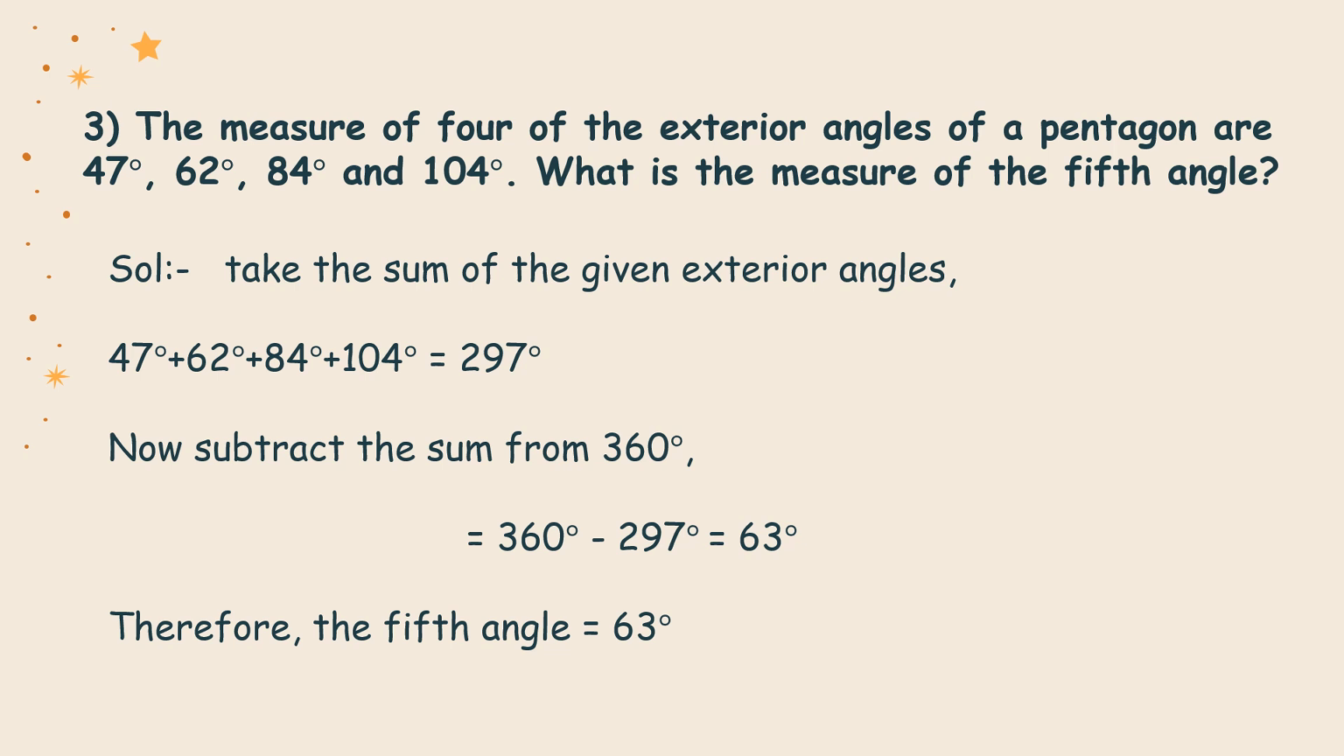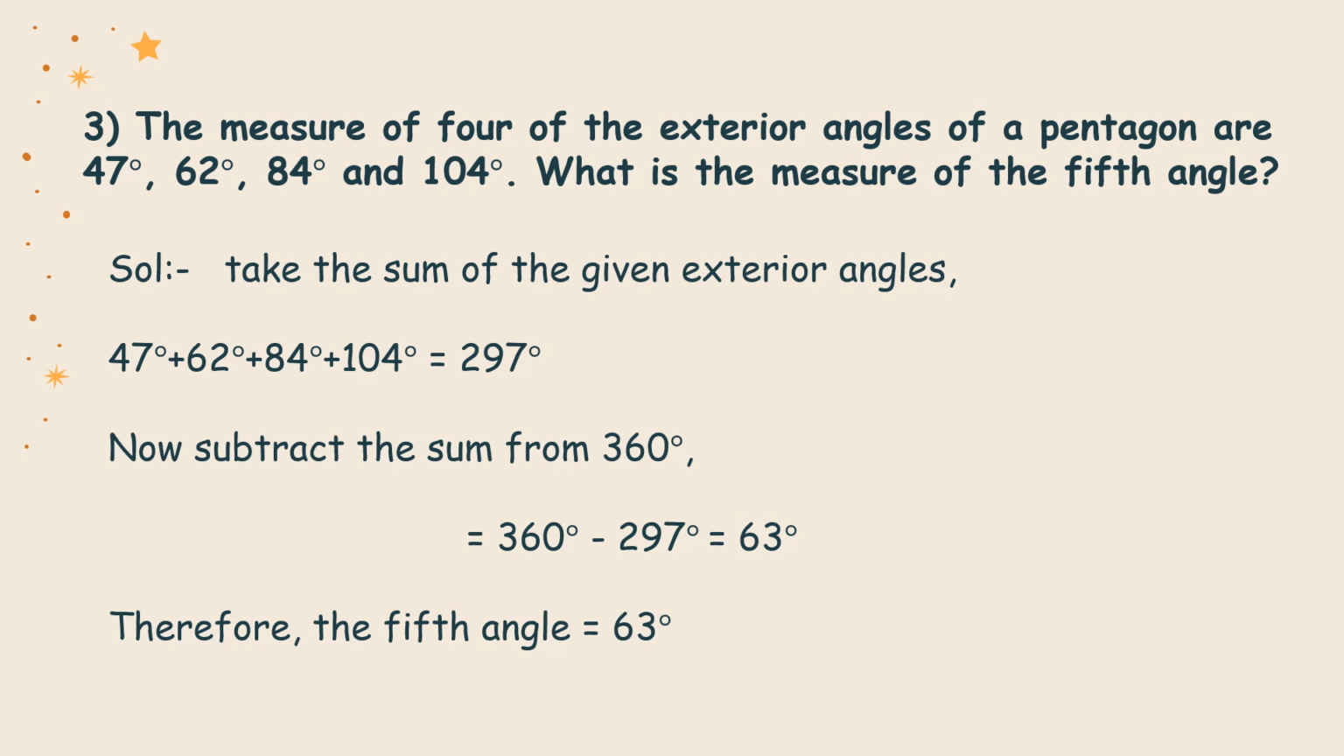Understood? Always keep this point in your mind. Whenever they ask you to find the unknown exterior angle of a polygon, whether it is any polygon, the sum of the exterior angles of a polygon will always be 360 degrees. You just need to do this: 360 degrees minus the sum of the given exterior angles in the question.